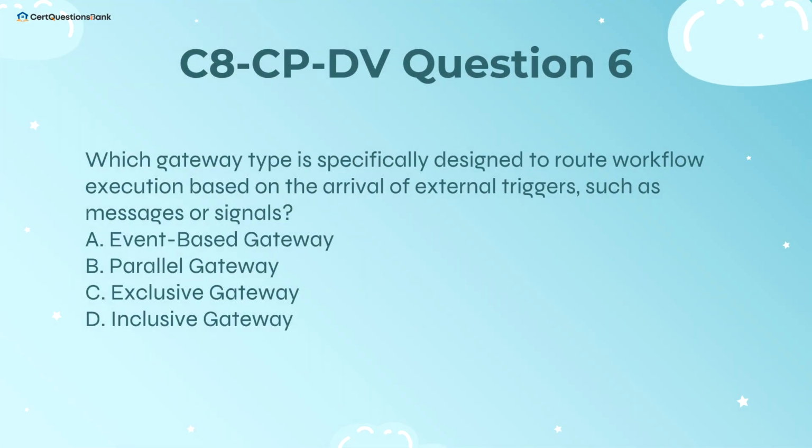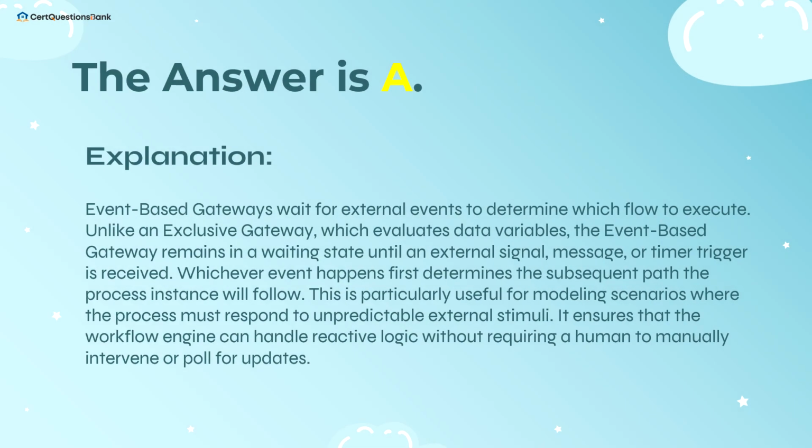Which gateway type is specifically designed to route workflow execution based on the arrival of external triggers, such as messages or signals? A. Event-based gateway. B. Parallel gateway. C. Exclusive gateway. D. Inclusive gateway. The answer is A.